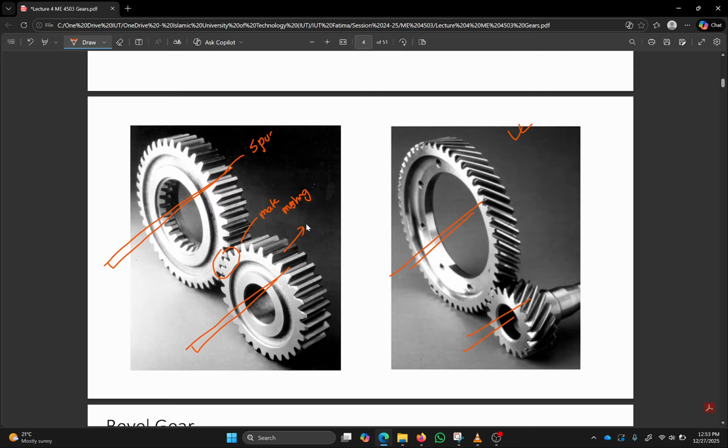However, unlike spur gears whose teeth are straight cuts on the cylindrical surface, helical gear teeth are cut at an angle. Basically, each tooth is part of a bigger helix. Each tooth is at an angle.